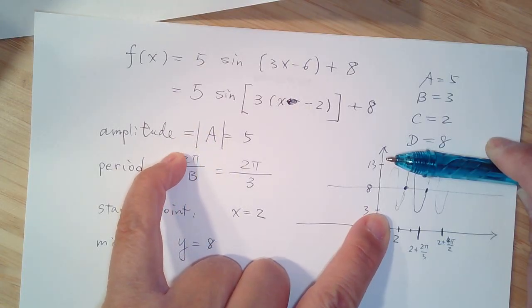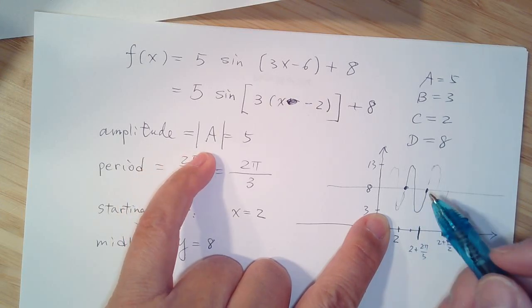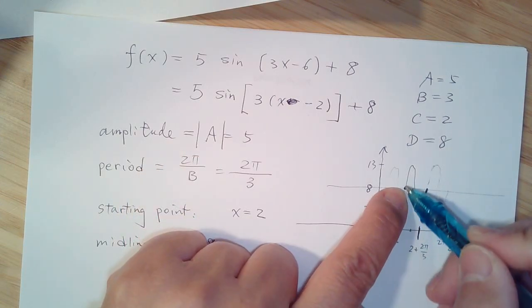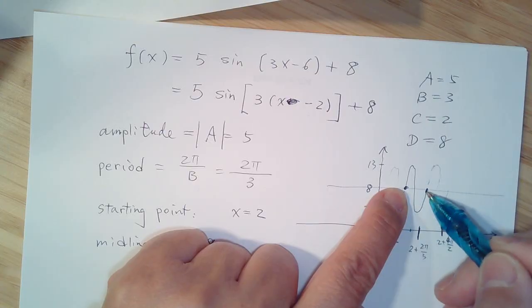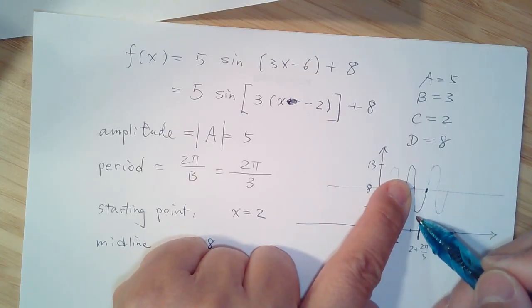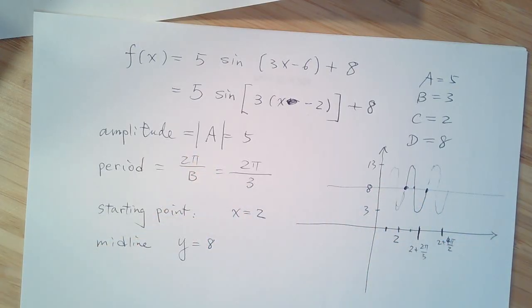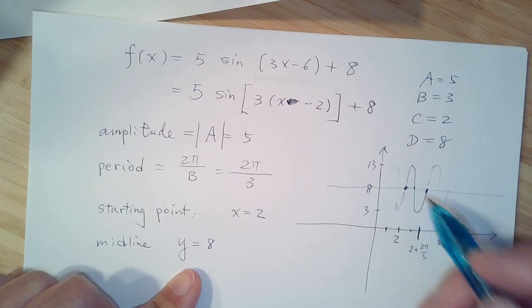Okay, and then if you want to have a positive A, you're going to start from here because it goes up first and then down and then goes back. But if you want to start from here and go down first, then your amplitude is going to be -5. So that's another little thing you're going to pay attention to.